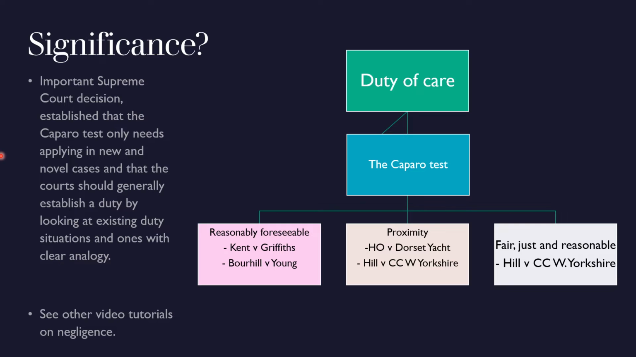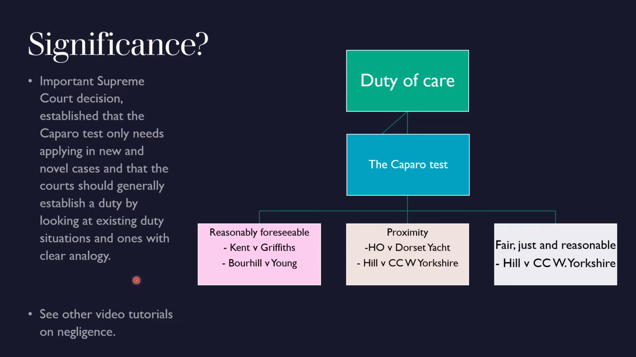So the Supreme Court decided that this Caparo test only needs to be used in new novel cases, and that courts should generally establish a duty by looking at existing duty situations and reasoning by analogy. Because obviously since the law of negligence has been established, since Donoghue and Stevenson, there have been lots of cases that have already established that, for instance, drivers owe a duty of care to pedestrians and to other drivers, and that manufacturers owe a duty to the ultimate consumers of their products.